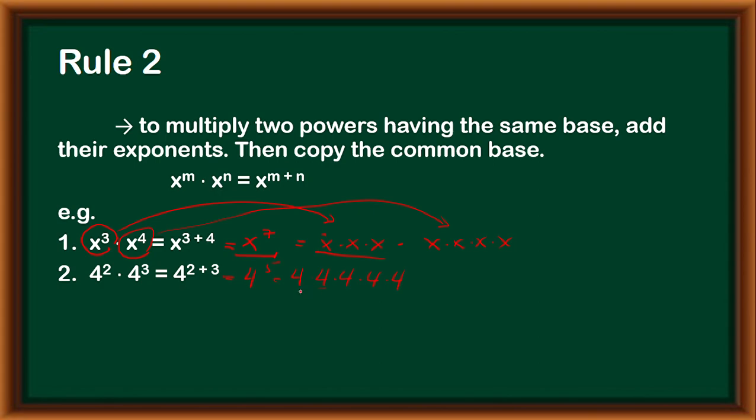Okay? So, itong dalawa, ito yan. Ito namang tatlong 4, ito yan. Okay? Ito naman, dito sa kabila. So, kung i-compute natin siya, 4 times 4 times 4 times 4 times 4, kasi 5 sila. So, that's 1,024. Okay, ito yung final answer.